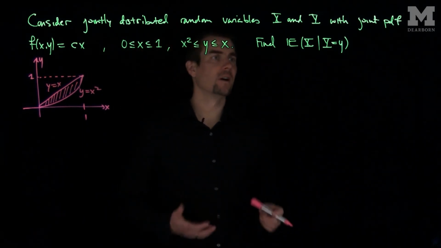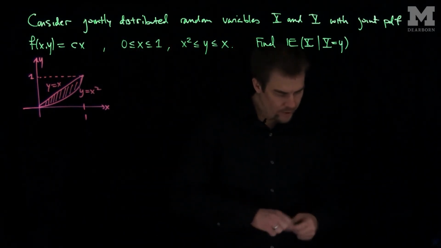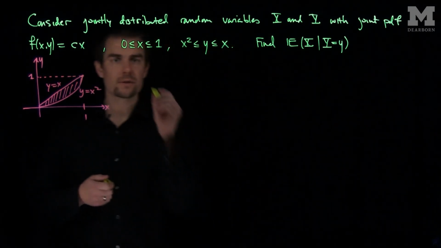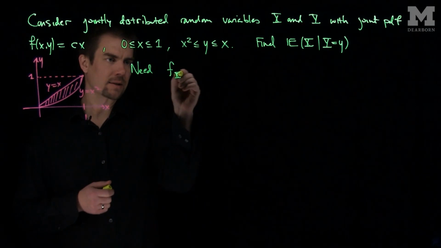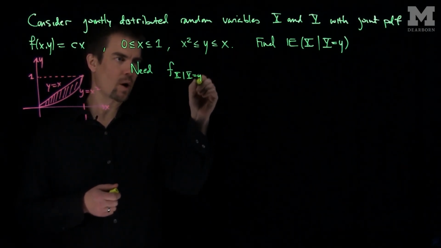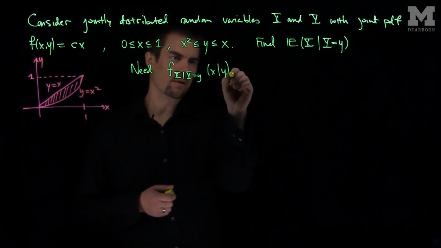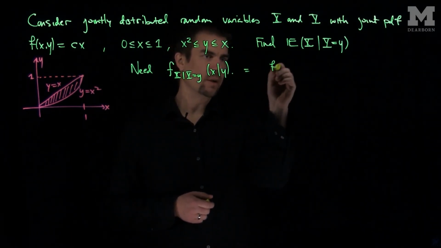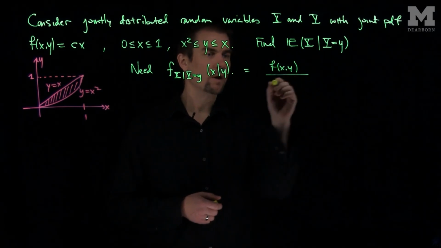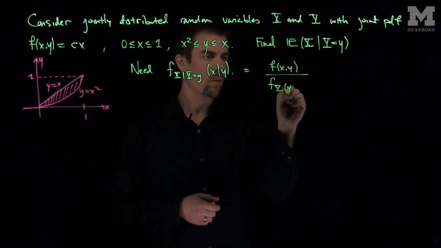To find the expected value of X given that Y is equal to y, we need the conditional density function. So in this problem we need f of X given Y equals y, of x given y. This is equal to the joint PDF over the marginal f_Y(y).